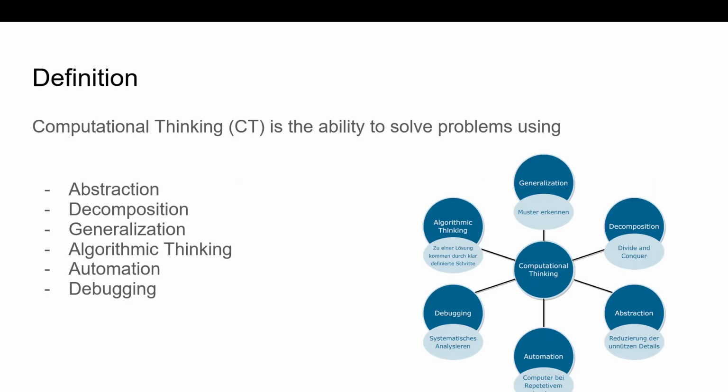Later on, Bocconi et al. looked at different papers and different publications, and they came up with those 6 skills that form this computational thinking skill set. It is therefore the ability to solve problems using abstraction, decomposition, generalization, algorithmic thinking, automation, and debugging.